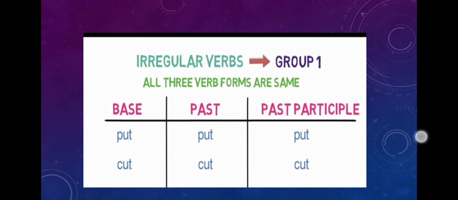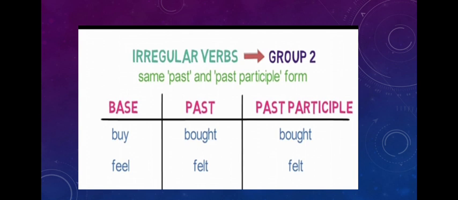Okay, next the second type is same past and past participle form. So here the base form will be different, and the same in the past tense and the past participle, the form would be same. Let's take an example, buy. In the base form the word is buy. In the simple past it will be bought, and in the past participle again it will be bought. That's why we call it same past and past participle form. Next example, feel, felt, felt. Okay, this is how you can remember, right?